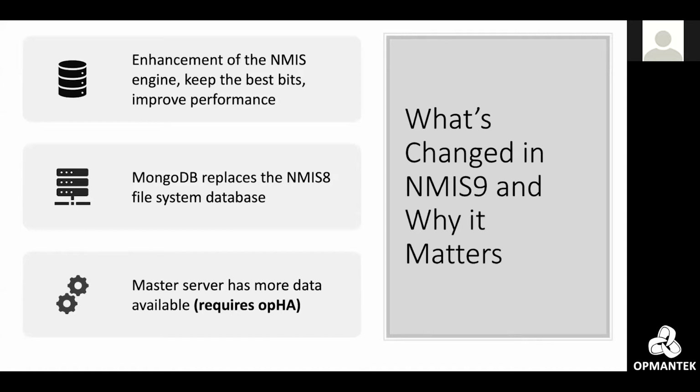The ability that we've got now in OPHA to replicate data to all the servers, all the data in MongoDB gets replicated to the master, and that's a really amazing capability, which we're going to talk more about in a minute. And then, that last point is that the master server has more data available. So, to do that, you install OPHA, you have a master server, and all the data from the pollers is available on the master, and you can draw all your maps and see top end for the entire network. And again, we'll talk a bit more about that in a minute.